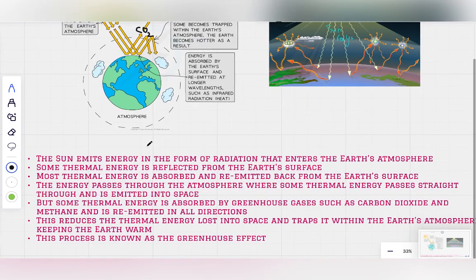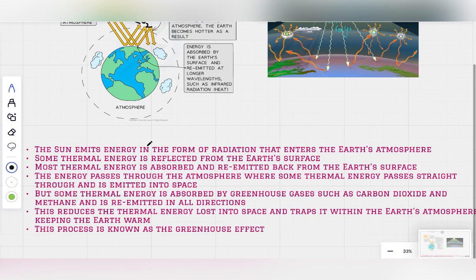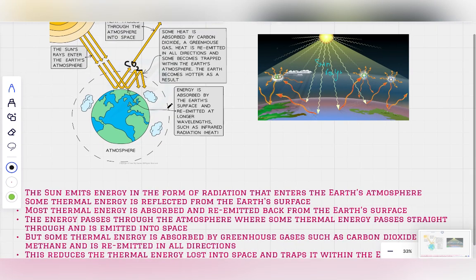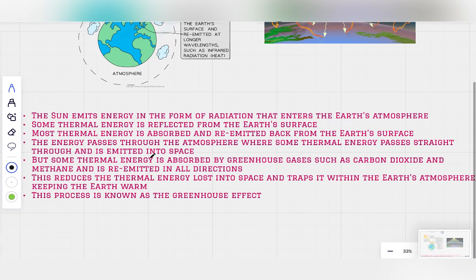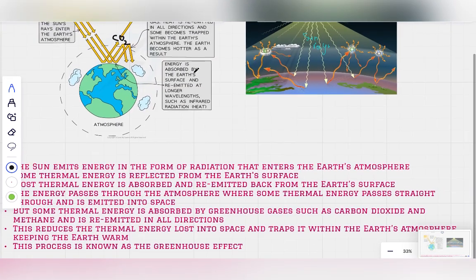Okay? Now the heat energy goes through the atmosphere, where some thermal energy passes straight through and is emitted into space. Only a few is emitted into space, and the majority is brought back. And this keeps the Earth warm, and this process is known as the greenhouse effect. The whole process is called the greenhouse effect. Is that okay?